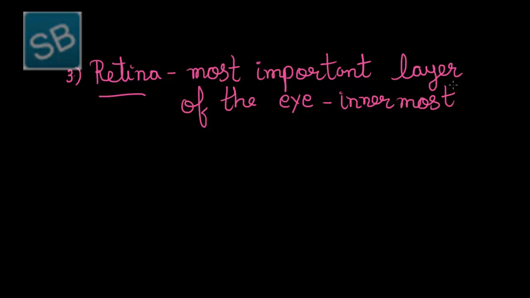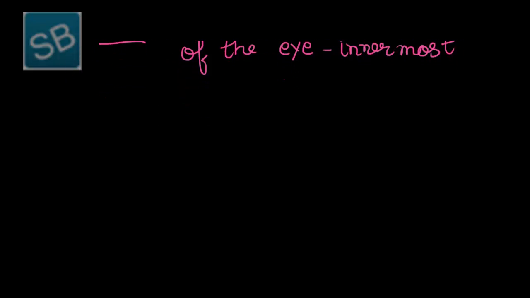This layer is considered the most important because the main vision occurs due to the light rays that are focused on the retina. As a result, the image is formed. This retina basically consists of four important types of cells. For example, pigmented epithelium, that is, these are the layers which comprise different cells.